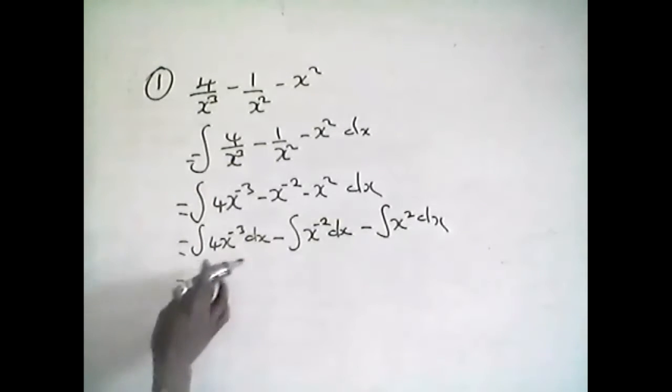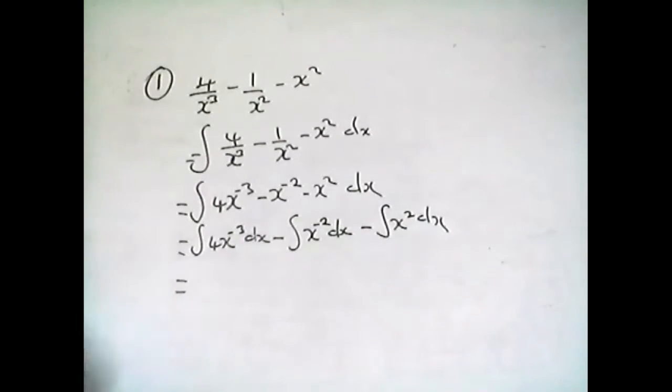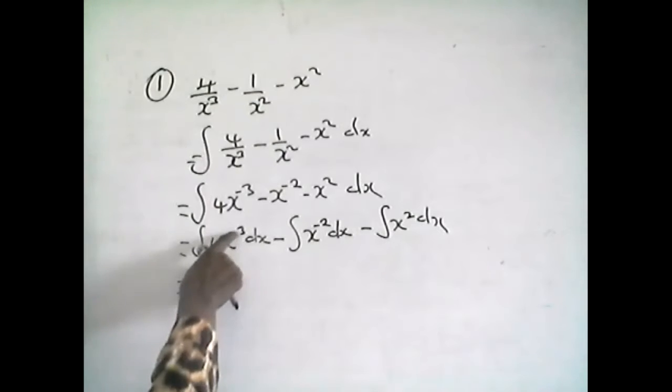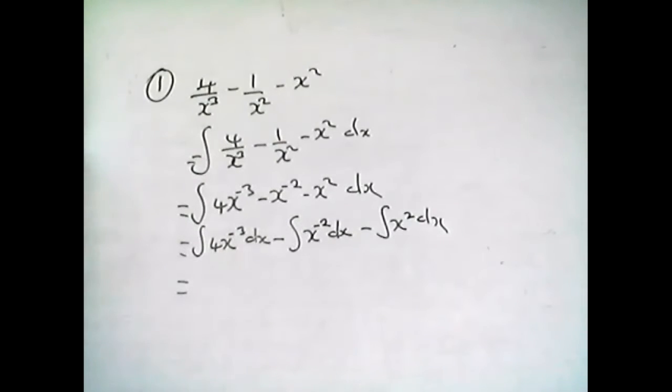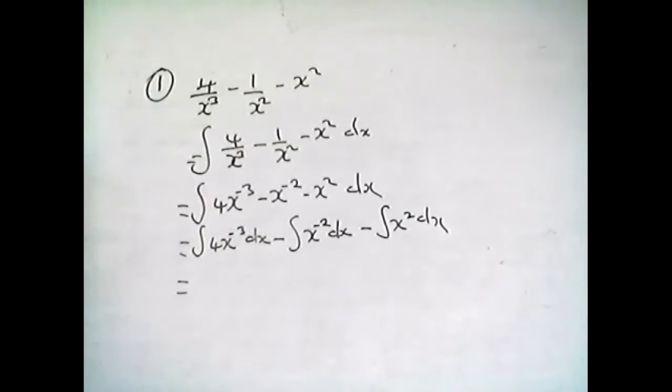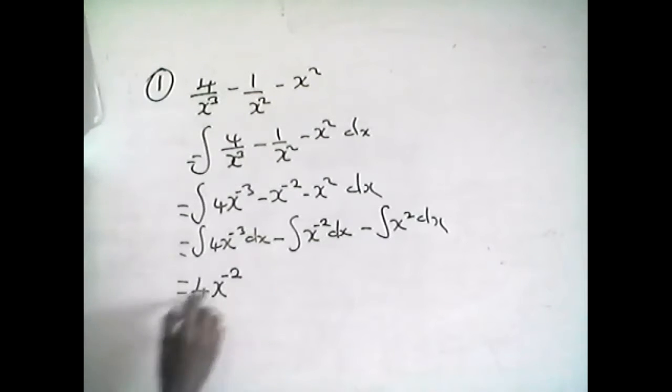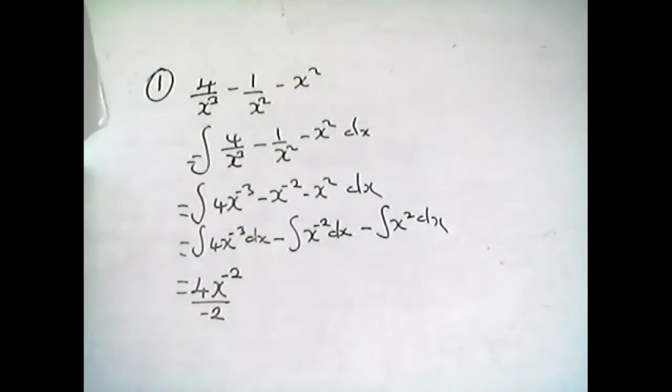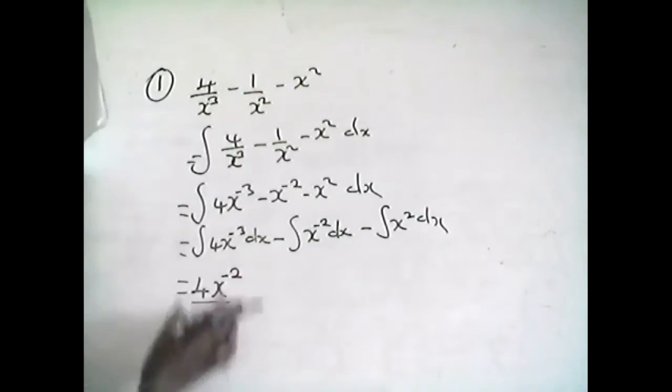Now when you integrate, what you do with your power is you add 1, and then you divide by the answer you get. So we are going to have 4x, negative 3 plus 1 is negative 2. This negative 2 that we get here, we divide by it. So with this part we are done.